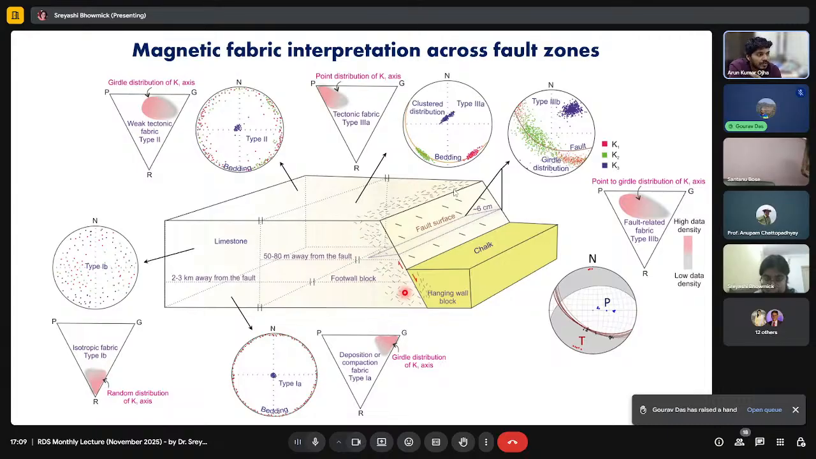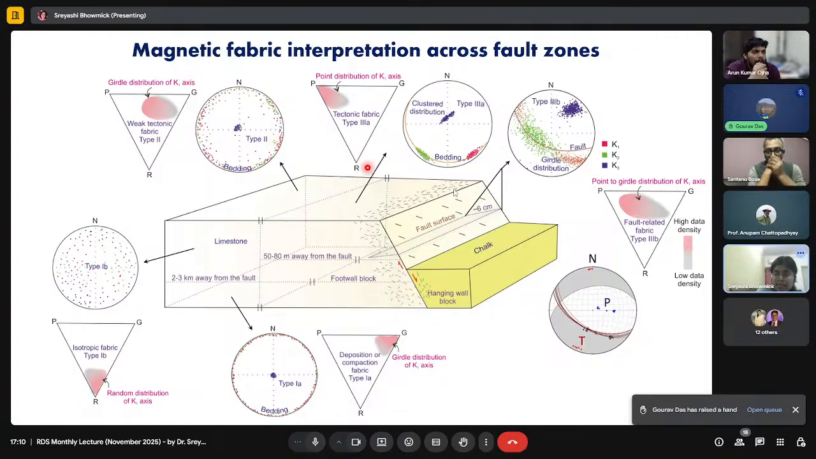My question is, as we move away from fault, between 50 to 80 meter, this is beyond your damage zone, right? Beyond your damage zone, why are we still getting three clusters? We should expect the original bedding fabric, right?